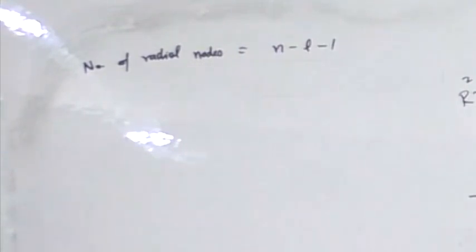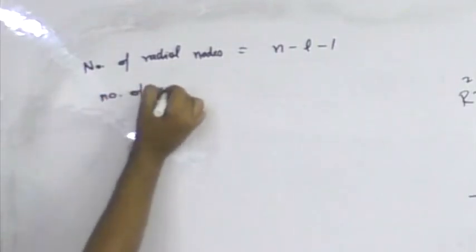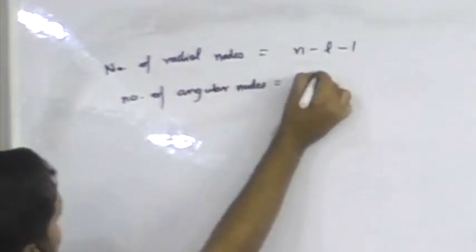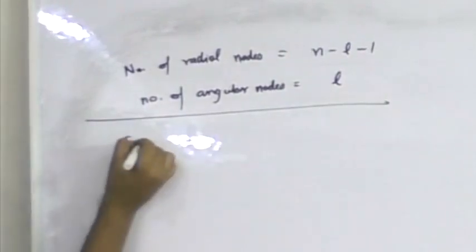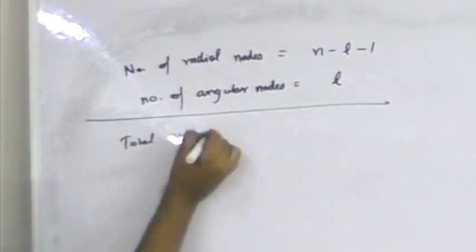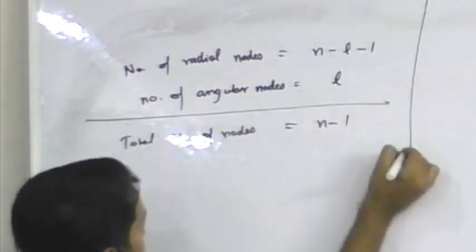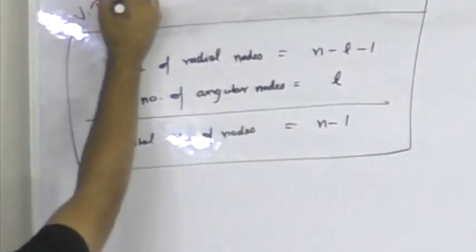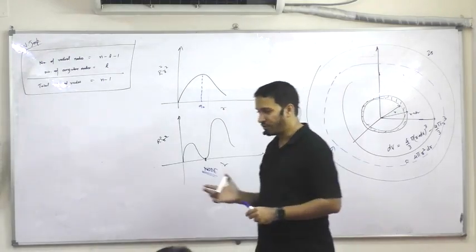The number of radial nodes is given by n minus l minus 1. You can use this directly to solve problems in school. The number of angular nodes is given by simply l. So the total number of nodes for any orbital, total number of nodes is how much? n minus 1. Very important. You must remember this formula.